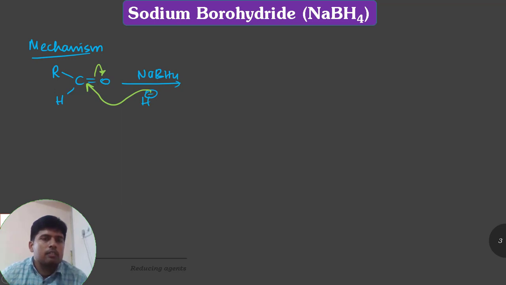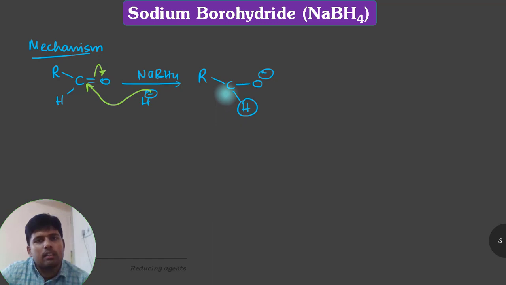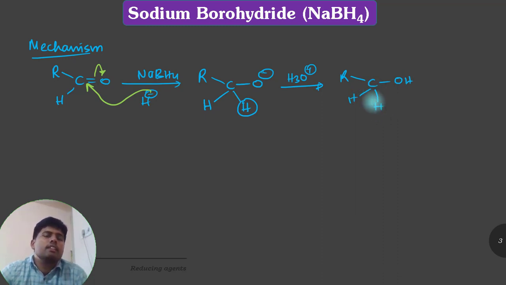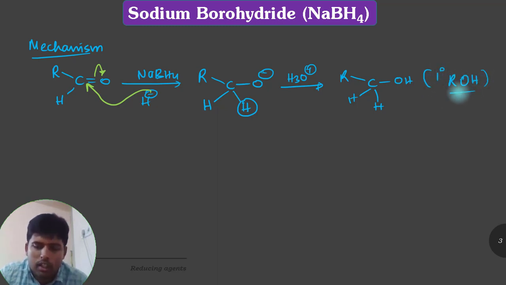Then naturally this will become R, C, O-, and this is going to have H now, which is from sodium borohydride, and one more H already present in the compound. This on hydrolysis yields RCH2OH. So basically it is converting an aldehyde into a primary alcohol, primary ROH.